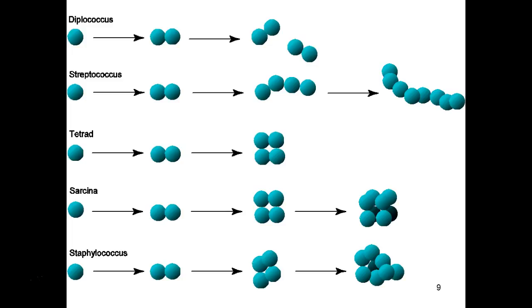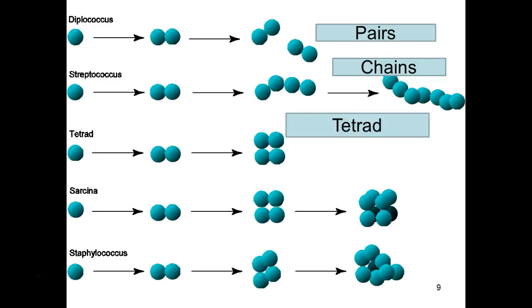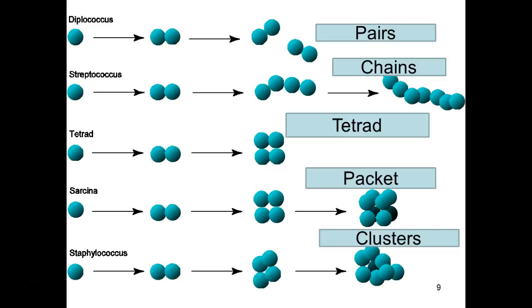So this is a great summary that I stole from the internet that has all the cocci arrangements. So one of the ones that wasn't shown on the previous slides is this arrangement where they form these square packets of 4. This is referred to as a tetrad because tetrad actually means 4. So diplo, remember, is pairs. Strepto is chains. Tetrad is tetrad, or 4. Sarcinia are those packets of 8, or almost like a cube. And Staphylo is the clusters.